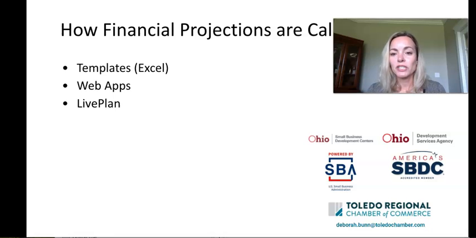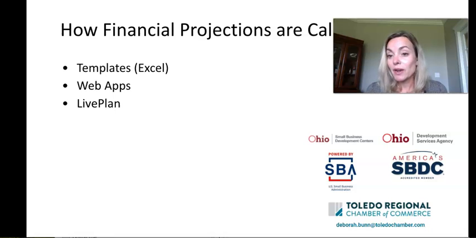So, how financial projections are calculated. There's a lot of ways to do this. You can use templates from Excel that a lot of people have put together to aid small business owners in figuring out where these numbers go and how they populate into the cash flow statement or balance sheet. There are also numerous applications on the web that provide, again, a standardized template, for lack of a better word, to produce your financial forecast a little bit easier.